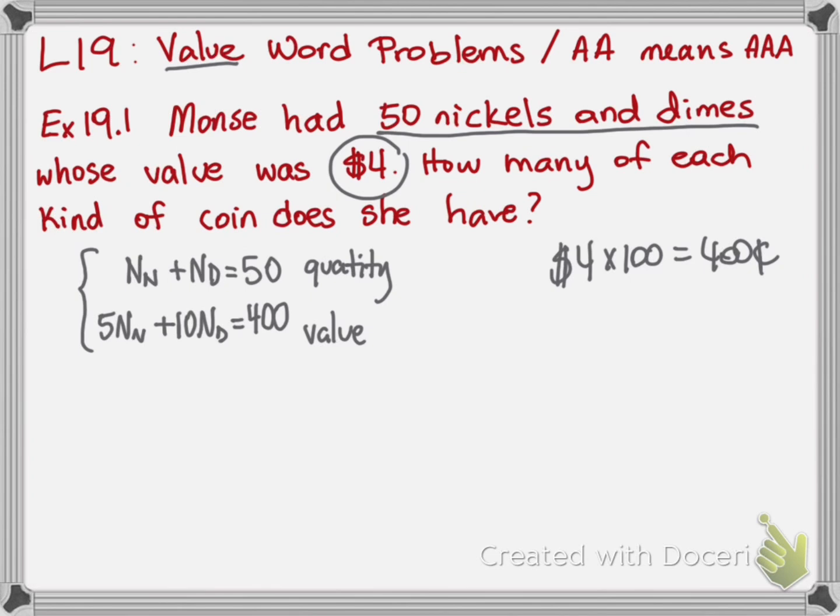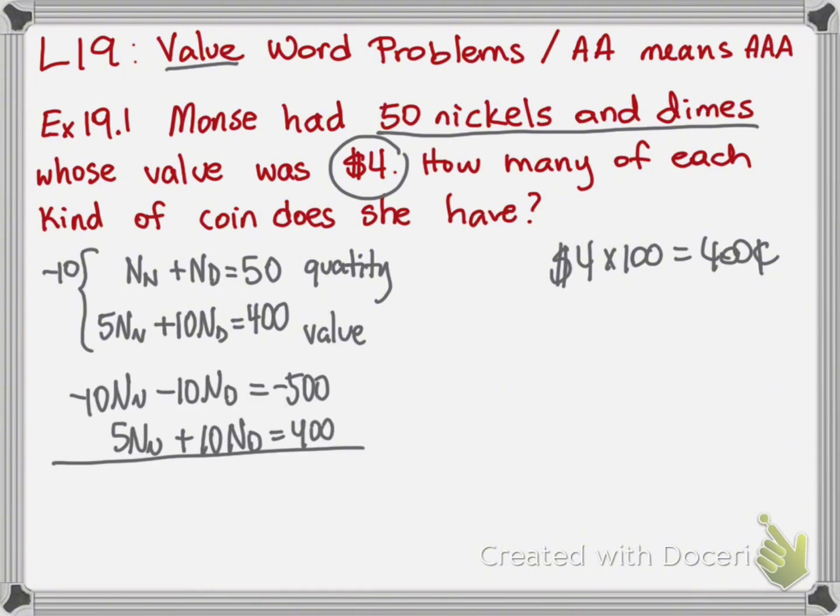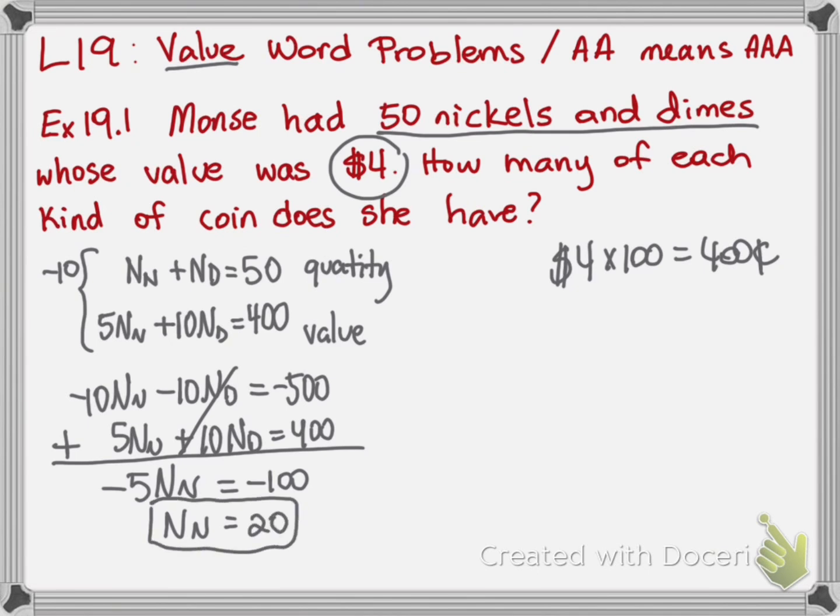Now we solve it like usual. So we're going to do elimination. In this case, I'm going to multiply times negative 10. And when I multiply times negative 10, I get that. And then I'm ready to add. So we'll add these. This is negative 5 NN. The ND's cancel because we have 10 and negative 10. And then negative 500 plus 400 is negative 100. Then we pass the negative 5 to divide, and the answer is positive 20. So that means that there were 20 nickels.